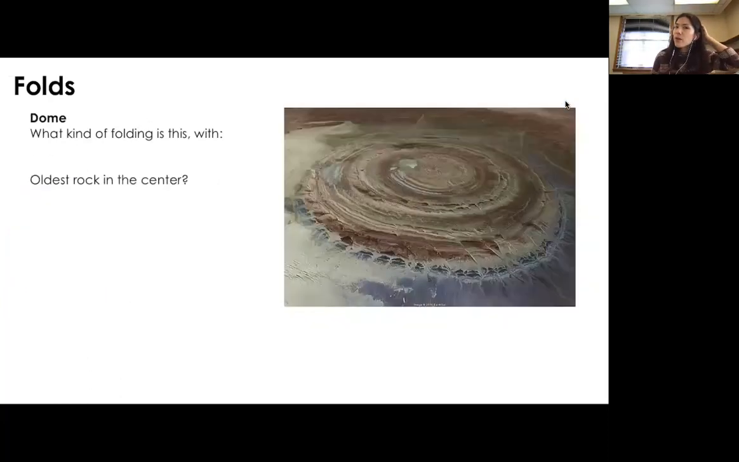We can also get something called a dome, which is again formed by folding. So examine this image here. Each of the different colors is a different rock layer. So you've got this kind of black gray rock layer, a red layer, green layer, some darker layers in there, all forming these concentric rings around the center.